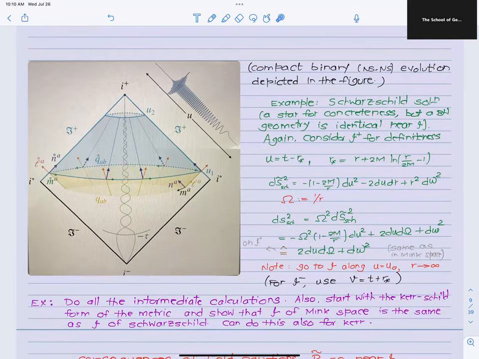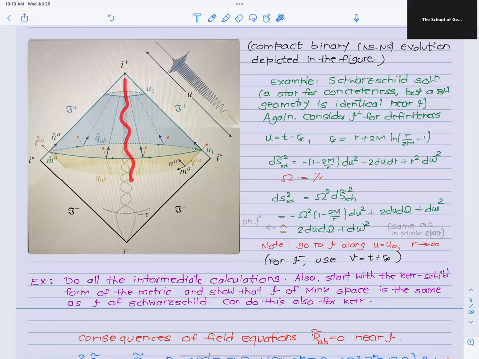So here is a picture of a compact binary. Here is a compact binary that is going out up here. And here they coalesce and form a single black hole, which then settles down. And then we've got radiation going out to infinity up here. So u is going up here like that, and theta and phi are going like that.